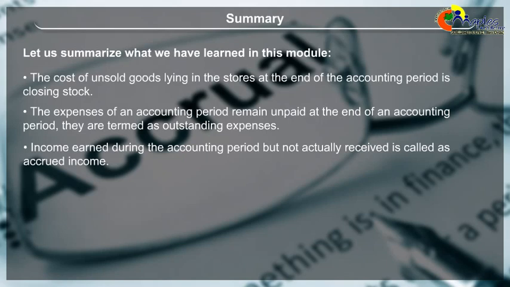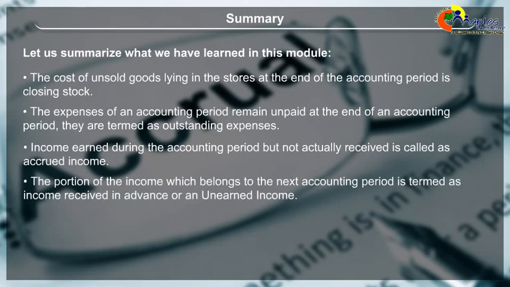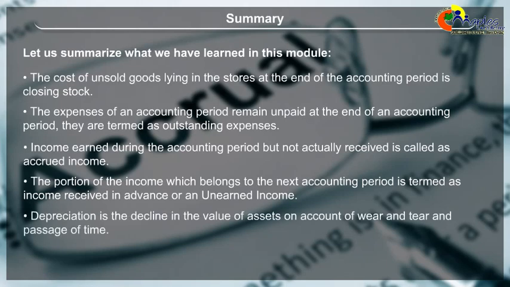Income earned during the accounting period but not actually received is called accrued income. The portion of the income which belongs to the next accounting period is termed income received in advance, or unearned income. Depreciation is the decline in the value of assets on account of wear and tear and passage of time.